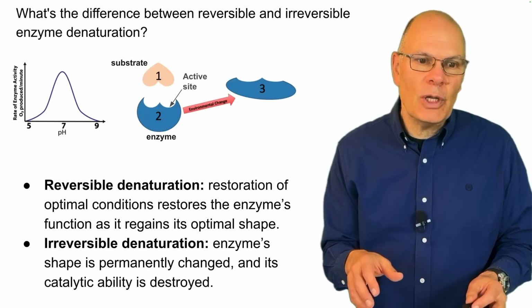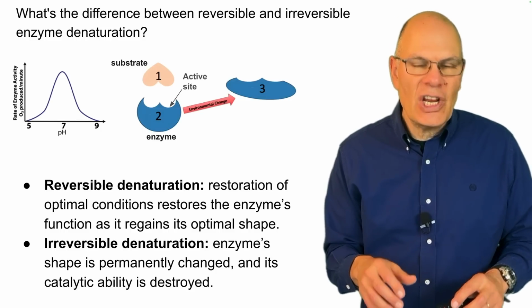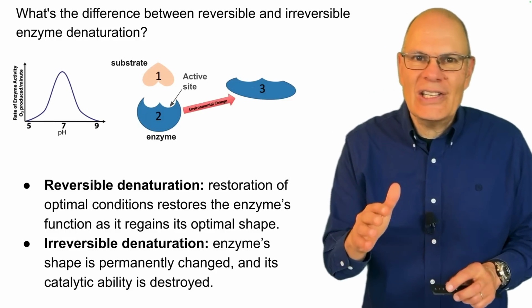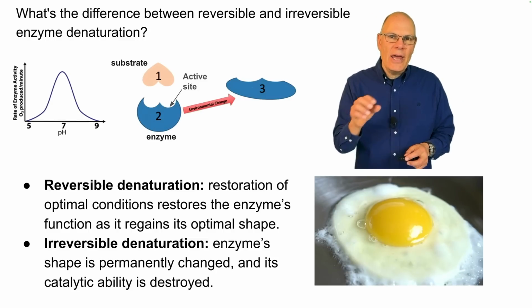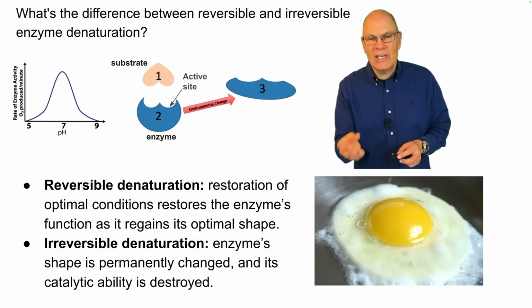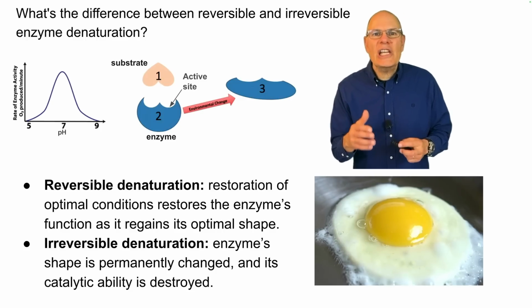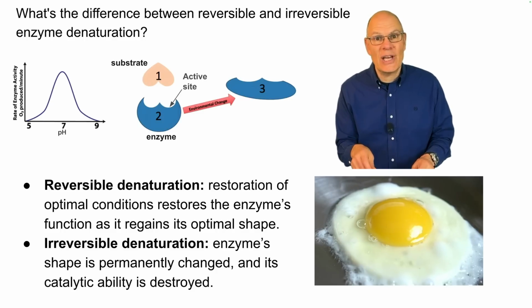But irreversible denaturation is where the enzyme shape is permanently changed and its catalytic ability is destroyed. And this isn't exactly with enzymes, but if you think about what happens when you cook an egg, the egg white goes from clear to a solid, and it'll never go back, even once you cool it back down. That's irreversible denaturation of a protein. Imagine the same for an enzyme.